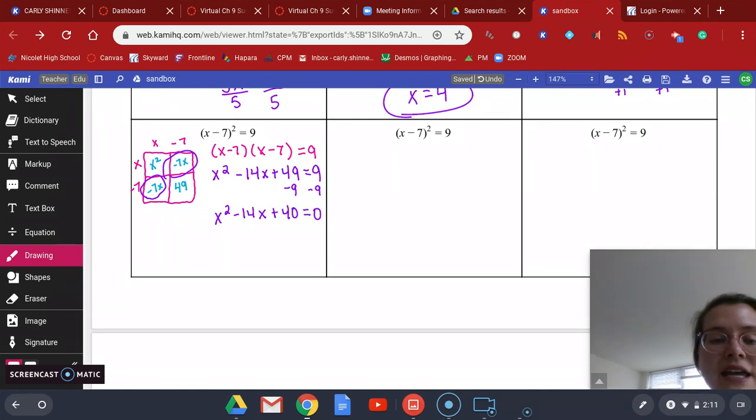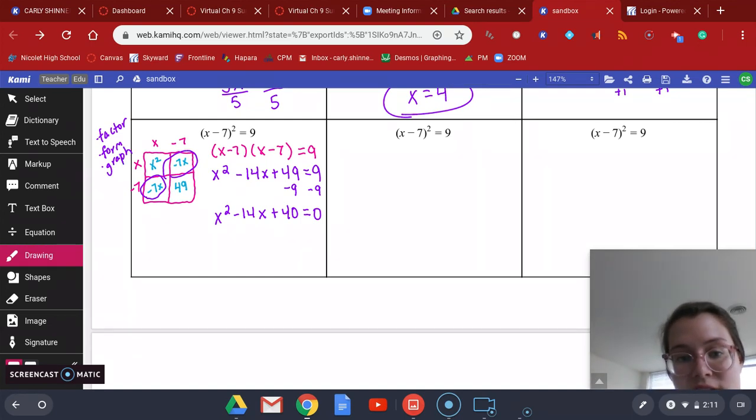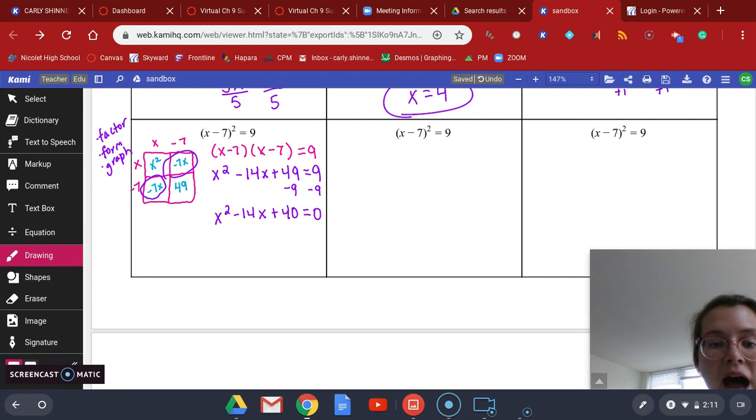And now I can either factor and use the zero product property. I can use the quad formula. I also could just type it into Desmos and look for the x-intercepts. So I'm actually going to try factoring this. I've just been really enjoying factoring lately.